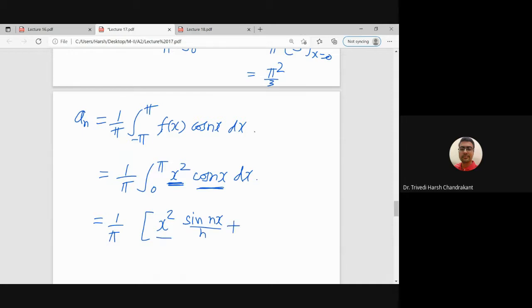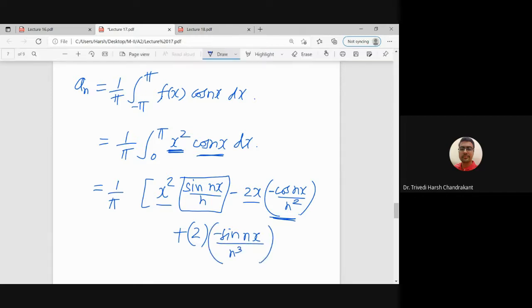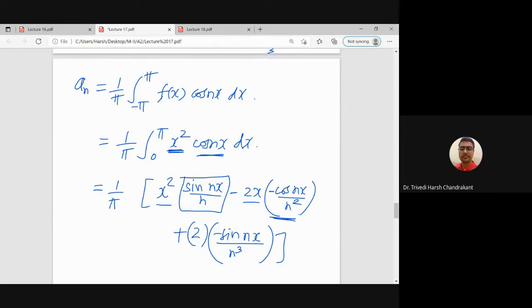If we differentiate x square again, we get 2x, times the integration of this function, that will be cosine nx divided by n square, right? And here why we are getting plus: because in the second term there should be minus, and the integral will have a minus sign, so minus becomes plus. In the third term we have plus sign, with the derivative of 2x which is 2, and integrating again we get minus sine nx divided by n power 3, right? So the sign in this formula alternates plus, minus, plus, and now we substitute the limits x equals 0 to pi.